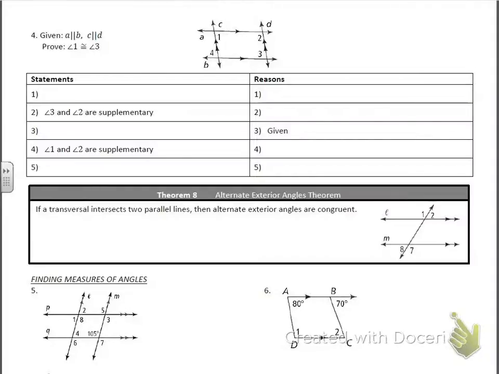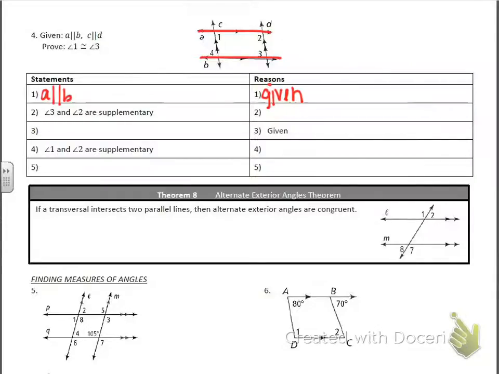So in the given statement, the very top number 1, we're just going to work with A is parallel to B right now. And that is given. And the reason why is because it says given in number 3. So that means that's where we're going to pull in C is parallel to D. Okay? So A is parallel to B and it's given. So we're just working with this part right here.